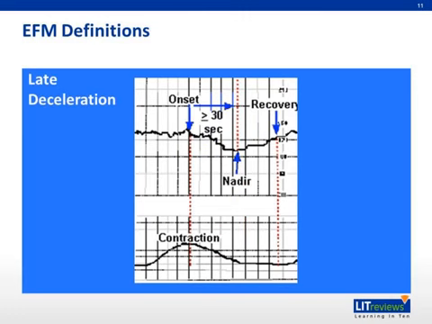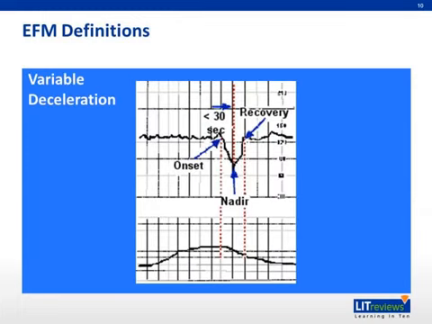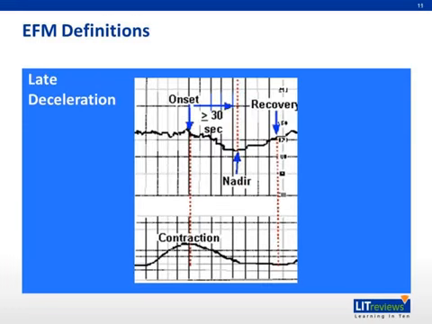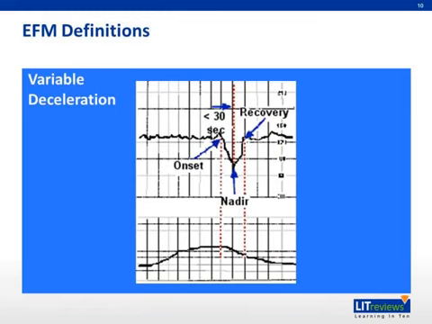An episodic deceleration pattern is not associated with a uterine contraction. Variable decelerations can be episodic. Periodic deceleration patterns are associated with uterine contractions. These include both the early and late decelerations. Variable decelerations can be periodic as well.